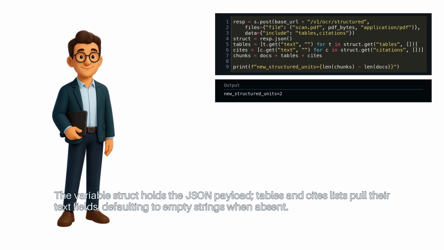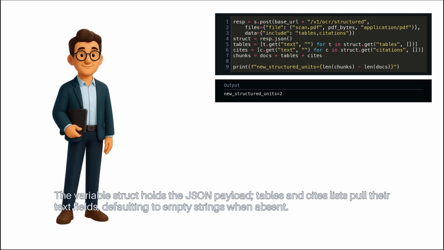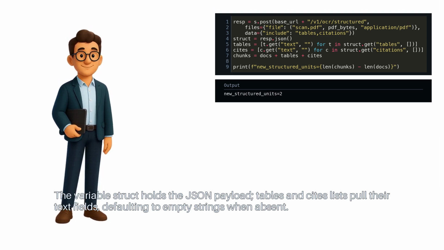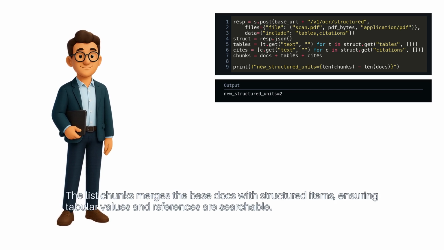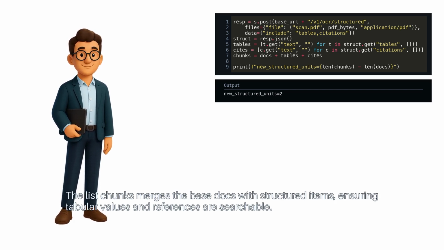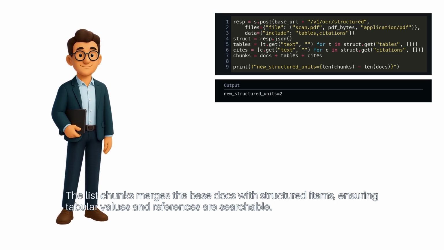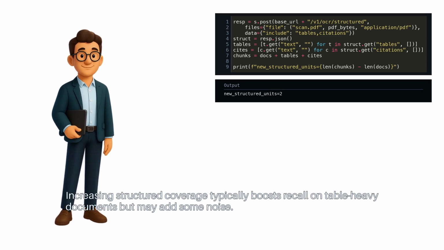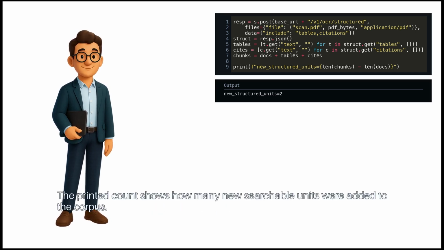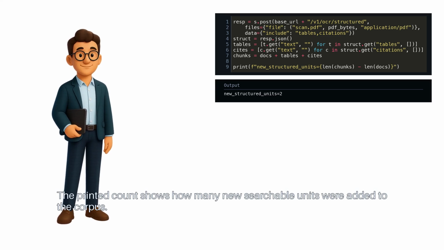Tables and cites lists pull their text fields, defaulting to empty strings when absent. The list chunks merges the base docs with structured items, ensuring tabular values and references are searchable. Increasing structured coverage typically boosts recall on table-heavy documents, but may add some noise. The printed count shows how many new searchable units were added to the corpus.